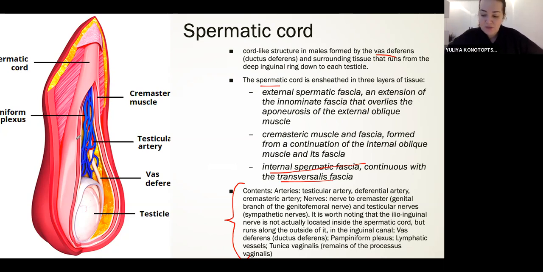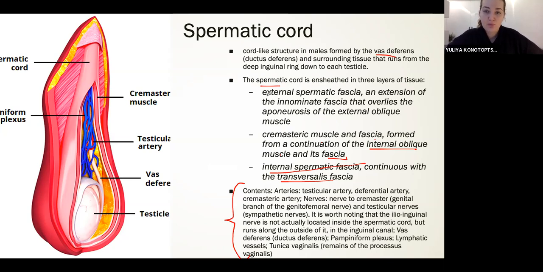Next layer in the spermatic cord, a bit outside, this is going to be cremasteric muscle and fascia. Both of them, muscle and fascia, are arising from the internal oblique muscle and its fascia as well. So of course, cremasteric muscle will come from internal oblique muscle of your abdominal body wall, sorry. And cremasteric fascia will come from the internal oblique fascia.